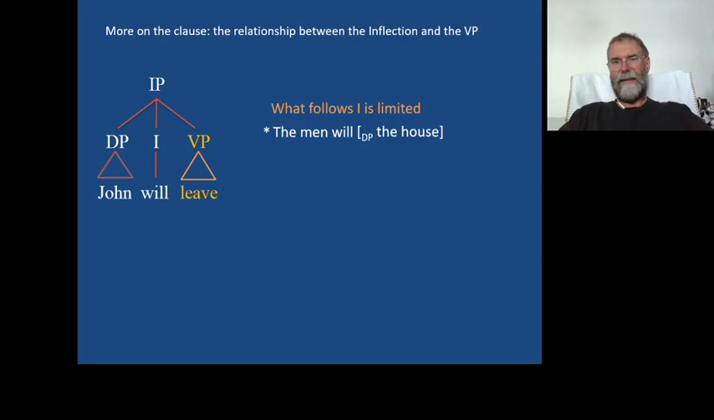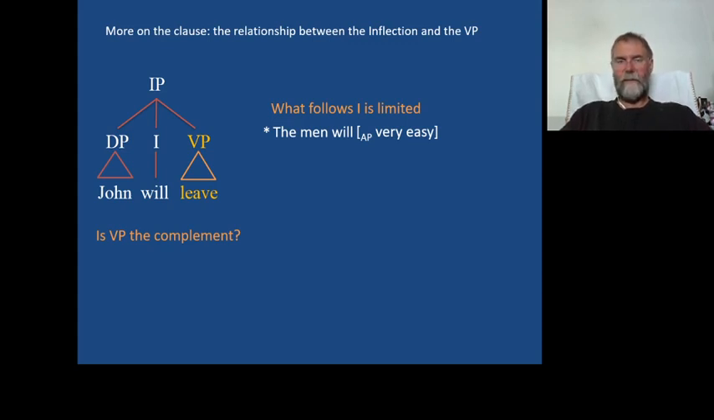But you can't get a DP in that position. You can't say the men will the house, or a prepositional phrase, the men will to the house, or an adjectival phrase, the men will very easy. In fact, you can't get any other phrase than a VP in that position. So it looks as though the position following the inflection has a very restricted set of possibilities. Just VPs will go there. And one thing we know is that heads impose restrictions on their complements. So does this mean that the VP is the complement of the inflection?